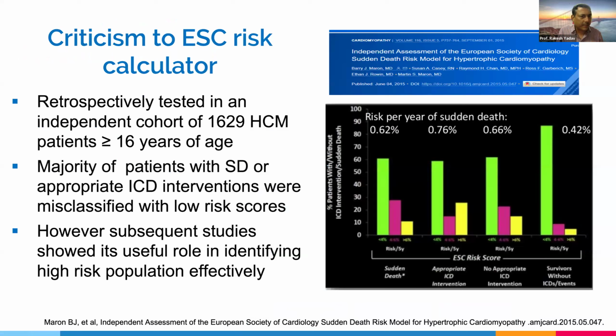There's a lot of criticism of the European risk calculator. Retrospective testing is in an independent cohort of only 1,600 HCM patients. It is not a prospective study. Majority of the patients with appropriate ICD intervention were misclassified as low risk. However, subsequent studies showed its useful role in identifying the high-risk population effectively.